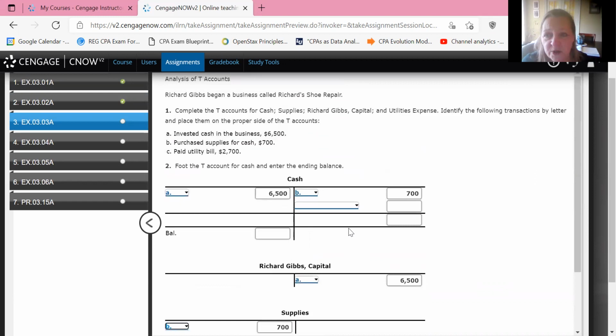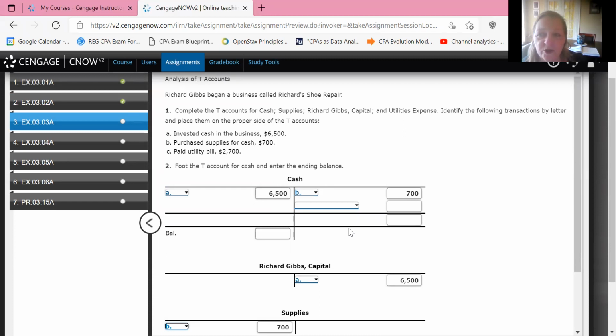I should have mentioned earlier in the lecture, but I'll mention it now. The word supplies, a lot of people think of as an expense, but supplies is talking about the supplies that are in the inventory, like the supplies cabinet or the supplies warehouse. It's not talking about the supplies that you used up. If it says just the word supplies, it's talking about the asset supplies.